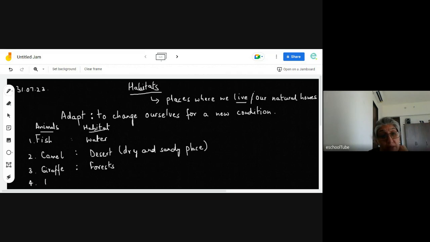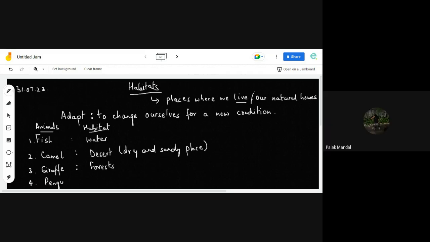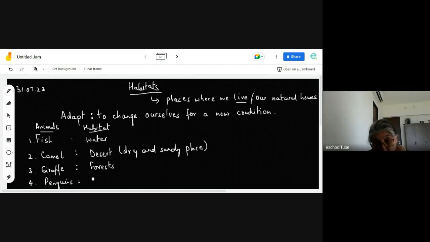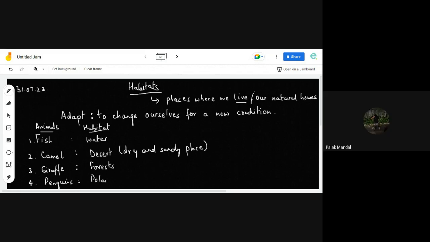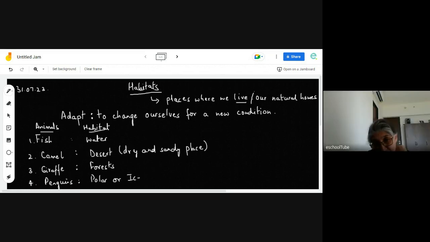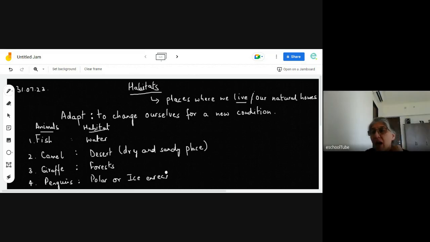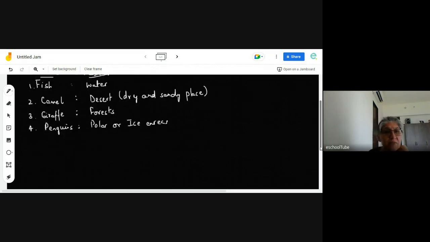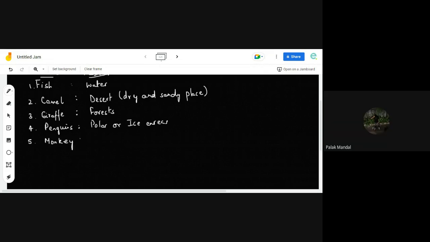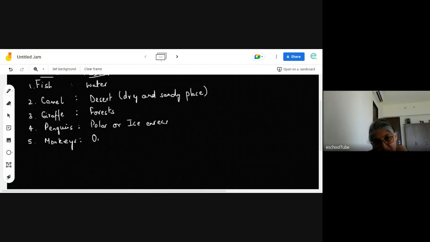Then penguin, penguins, poles. Or polar, we can say ice glacier, ice areas. Okay. And was there anything else? Monkeys. Where do monkeys stay? On trees. So now each of these we'll write the names of the habitats later. But first let us complete this.